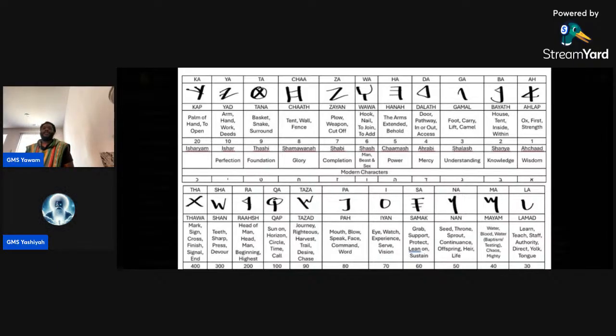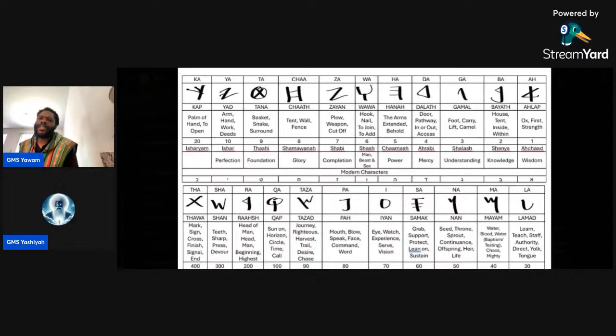Again, we went into the alphabet, the letters Ha to Za. Hana, it exists as a statement of faith, whether something's going to happen or it already happened. Ha is also to behold. Ha is the arms extended, the number 5, and also power.